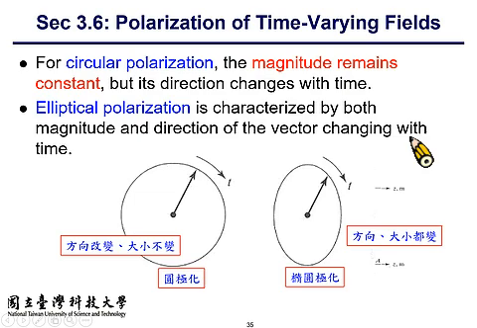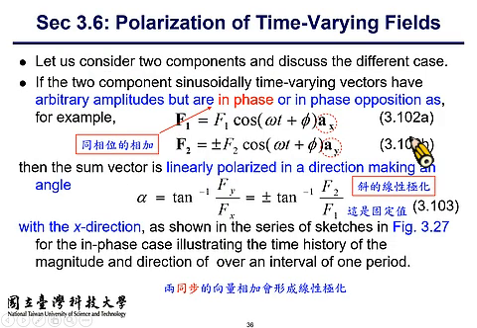So here we have elliptical polarization, circular polarization, and linear polarization. Let's consider two components and discuss the different cases. If the two sinusoidally time-varying vectors have arbitrary amplitude but are in phase or in phase opposition, as for example like this.